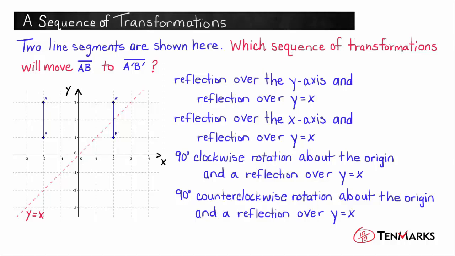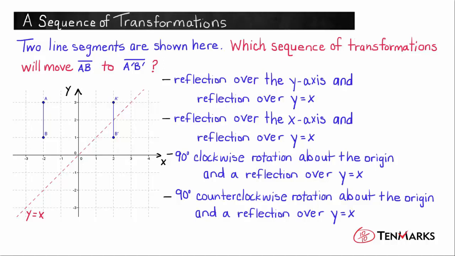The answer choices are a reflection over the y-axis and a reflection over the line y equals x, or a reflection over the x-axis and then a reflection over the line y equals x. The third option is a 90-degree clockwise rotation about the origin and a reflection over the line y equals x, and then finally a 90-degree counterclockwise rotation about the origin and then a reflection over the line y equals x.